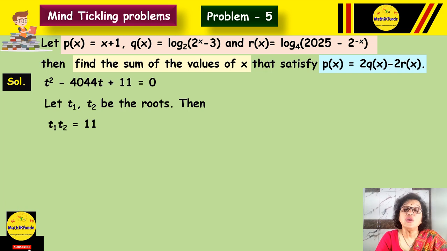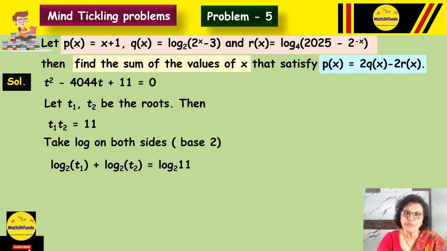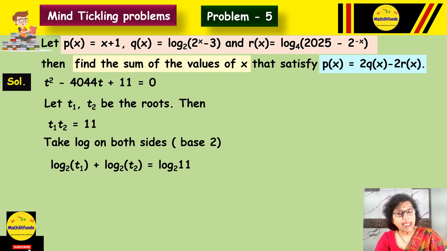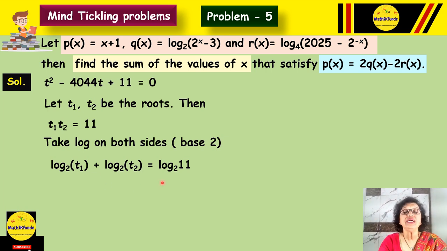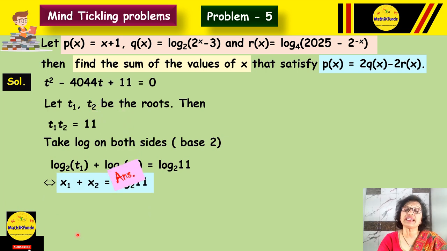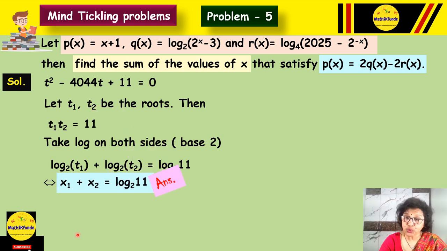And now I take log on both sides, and the base I still keep as 2 because from the beginning we have been taking base as 2 only. So I get log t1 plus log t2 equal to log 11. Base is 2 everywhere. And what about log t1 to the base 2? Is it not x1? Because 2 raised to x was t, right? So log t1 to the base 2 is x1. Log t2 to the base 2 is x2. So what I'm getting here is x1 plus x2 equal to log 11 to the base 2. And what we were interested in finding, the sum of the values of x, means basically what we are interested in is x1 plus x2. So that is log 11 to the base 2. And that is my answer.